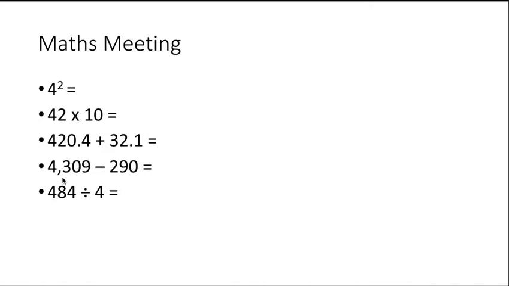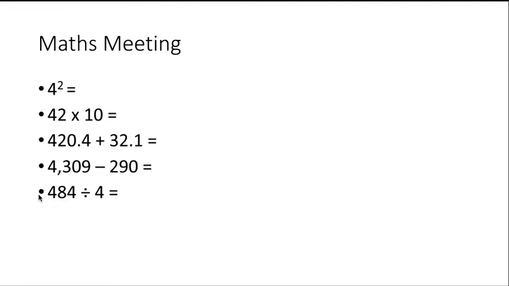And then 4,309, take away 290. Again, be careful with the lining up of your digits, but this is a 4-digit number, whereas this is a 3-digit number. And finally, 484 divided by 4. This is the first time we've done division in a little while, so I'll just remind you that you can put the line here and line above, and the answer goes here.